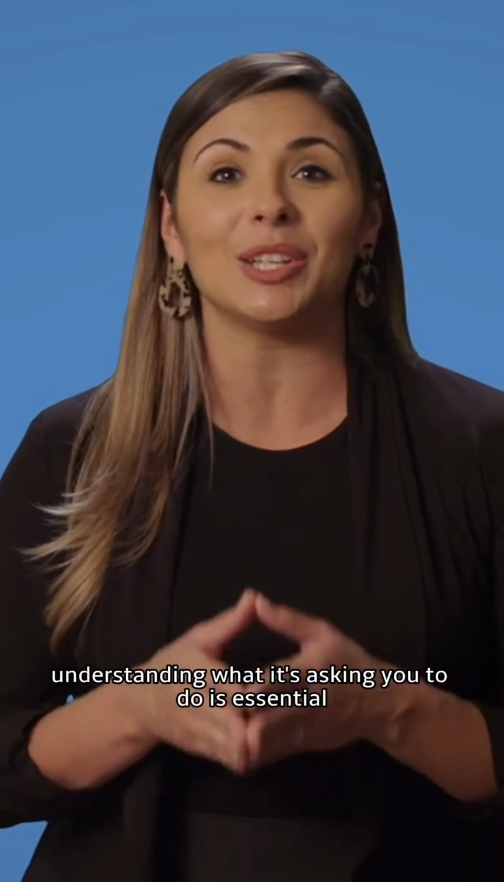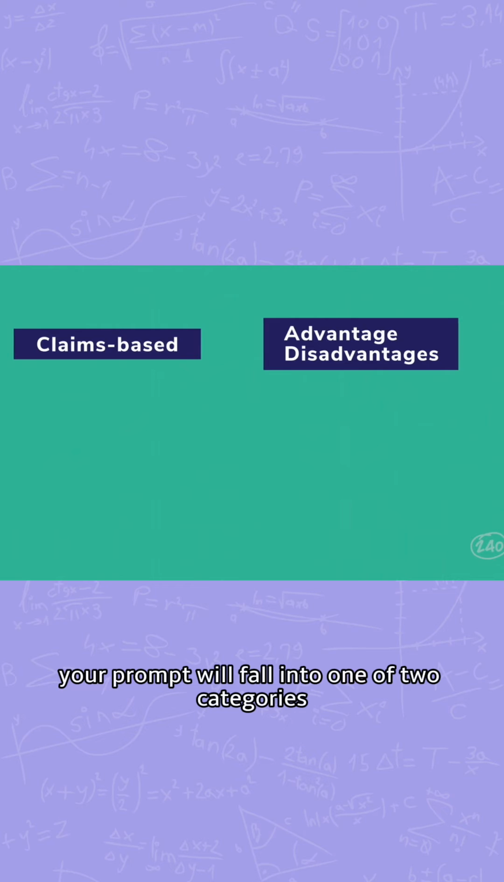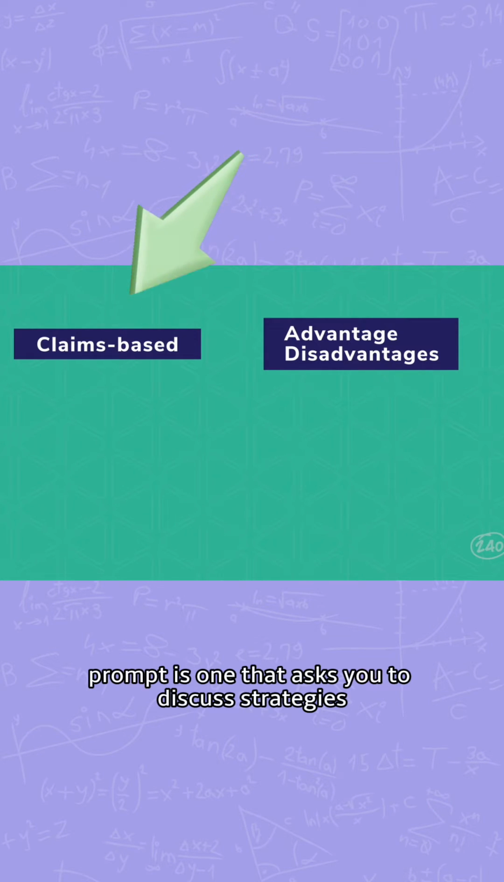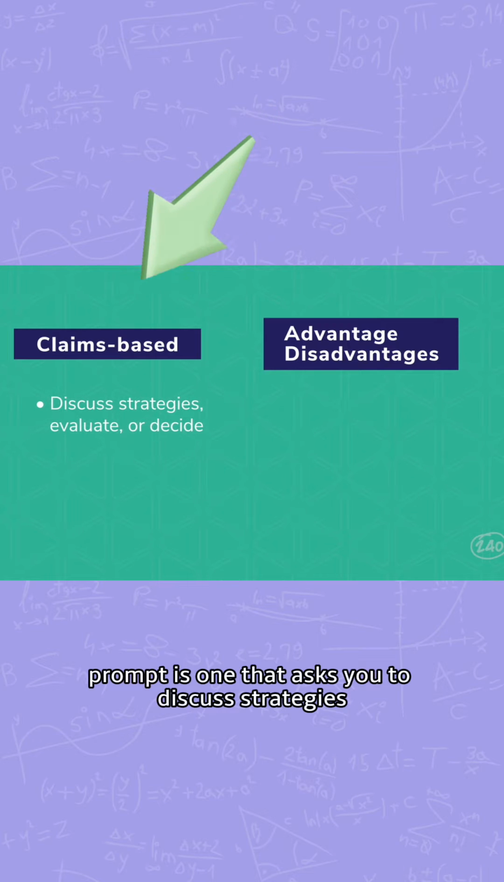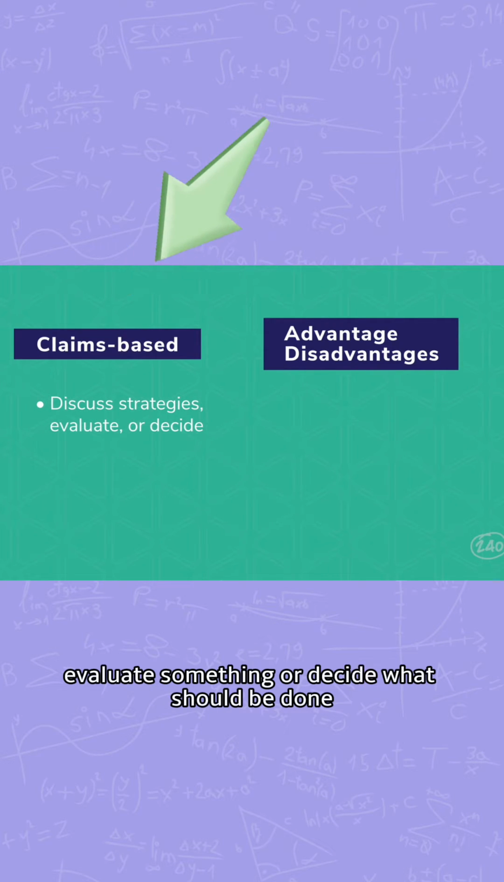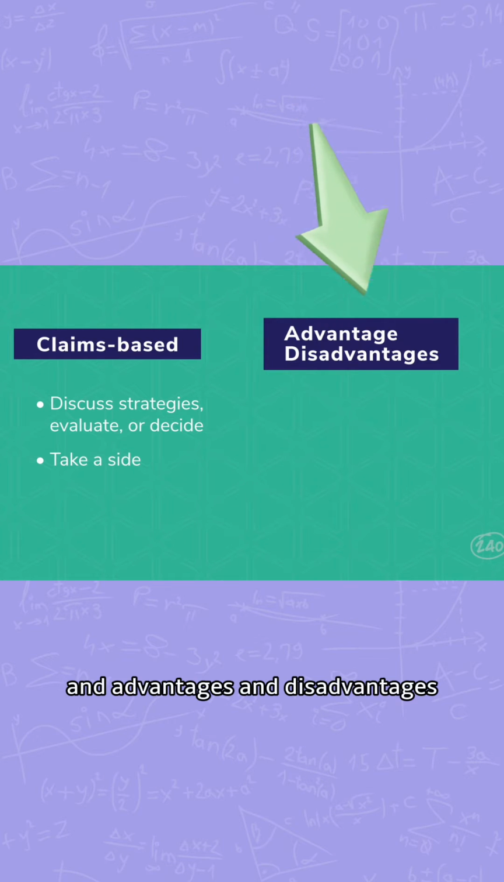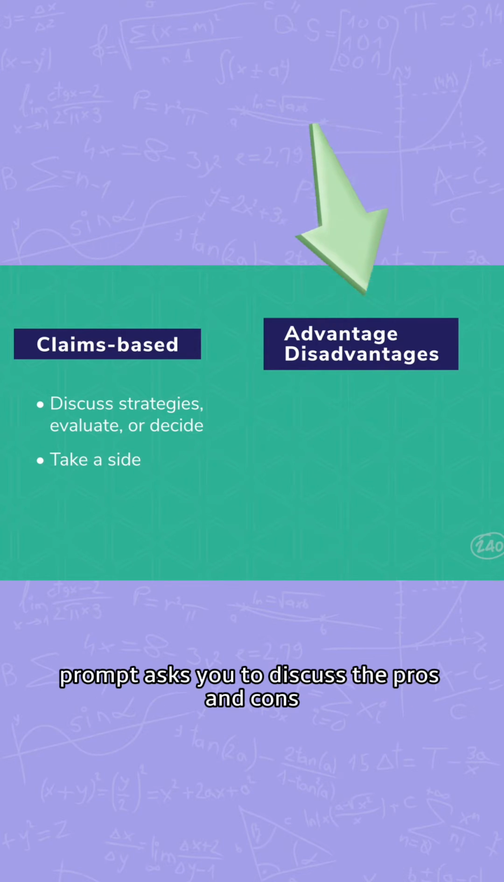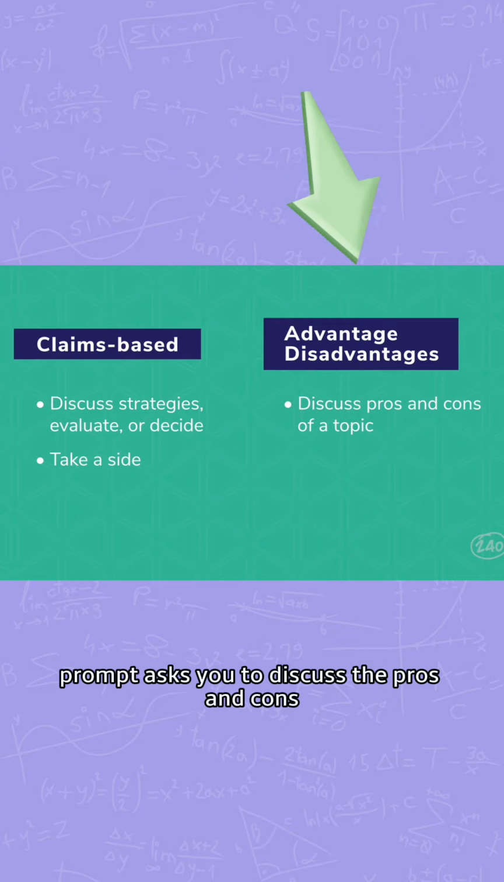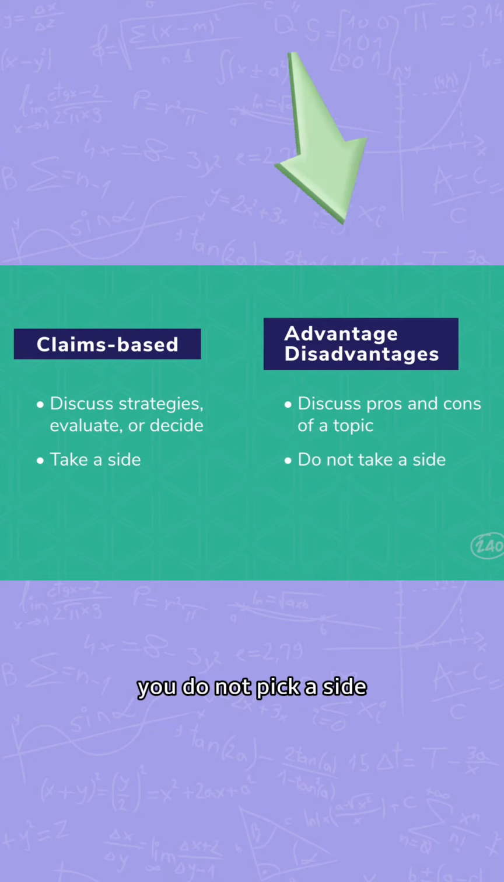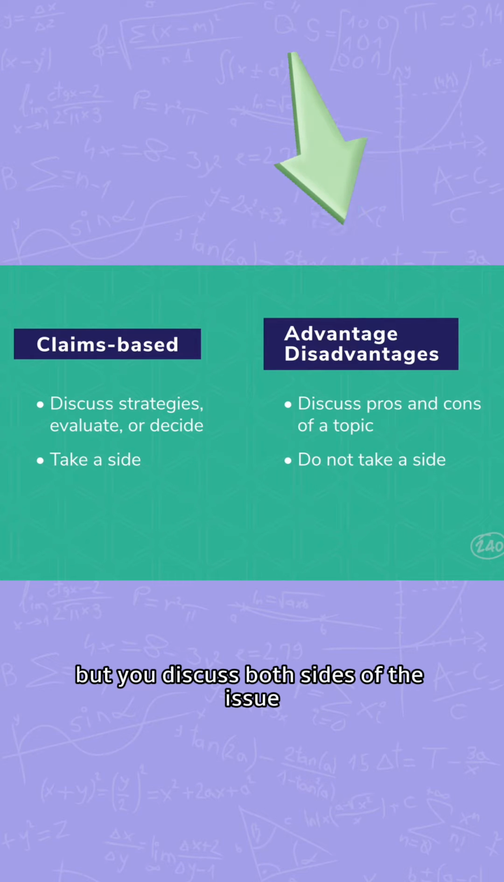It all starts with the prompt. Understanding what it's asking you to do is essential. Your prompt will fall into one of 2 categories. A claims-based prompt is one that asks you to discuss strategies, evaluate something, or decide what should be done. You take a side. An advantages and disadvantages prompt asks you to discuss the pros and cons, or benefits and challenges of a given situation. You do not pick a side, but you discuss both sides of the issue.